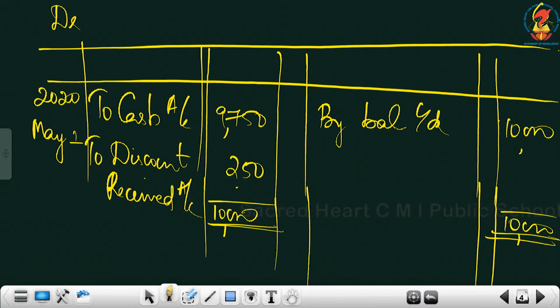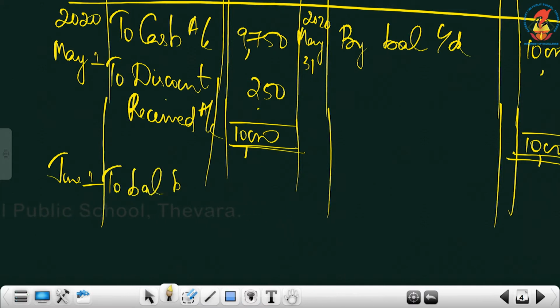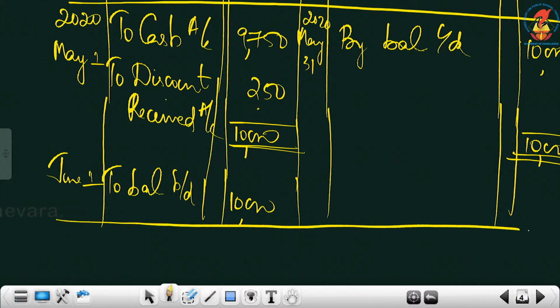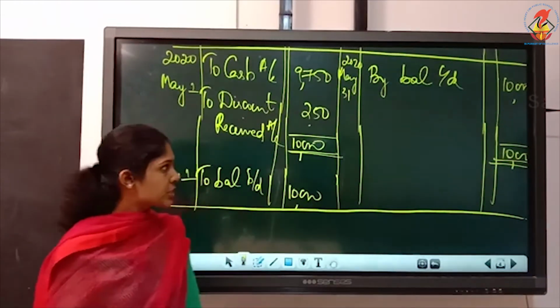The date for the balancing figure can be the month end, that is May 31st. Month end is May 31st. Here it's not April. Then take it to the beginning of the next month. The beginning of the next month means June. June 1st, to balance brought down 10,000, since it is on the debit side. Okay. Then the next one, the cash account I'll show.